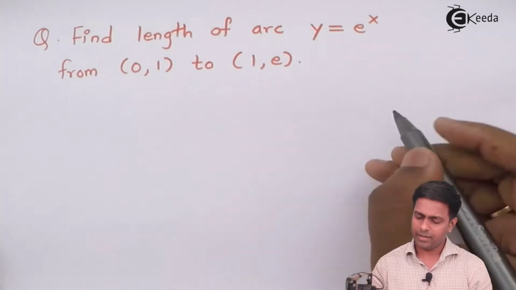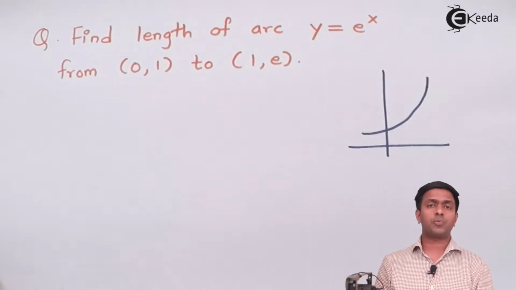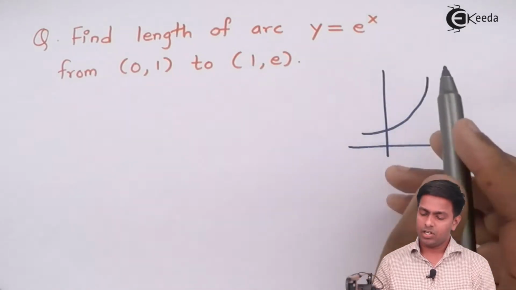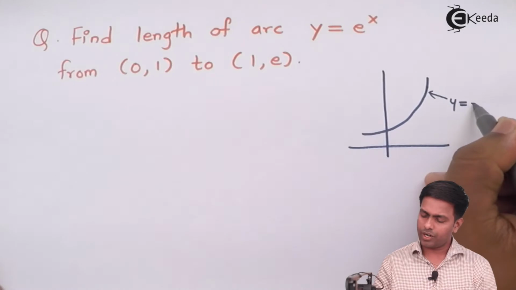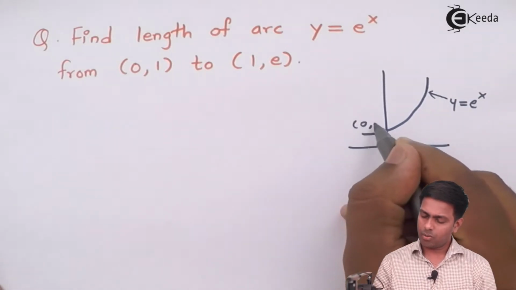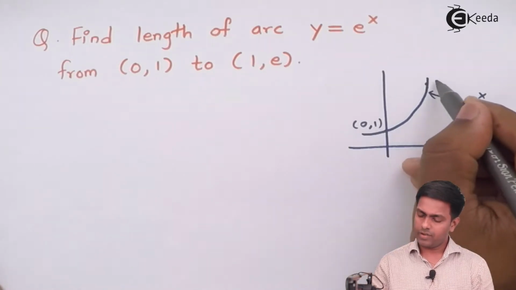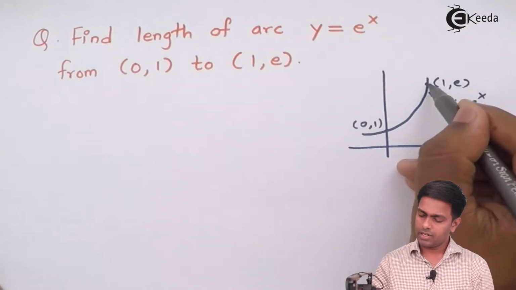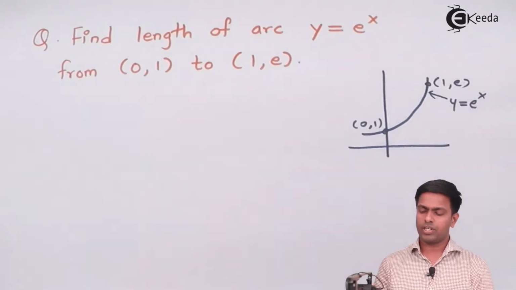So I'll draw it again. Generally exponential curves look like this. So I can say that this is a curve which is y equal to e to the power x. This point is 0 comma 1 because the x coordinate is 0, and let's say this is the point which is 1 comma e. So what we have to do is find out the length of the curve between these 2 points. So let's start.